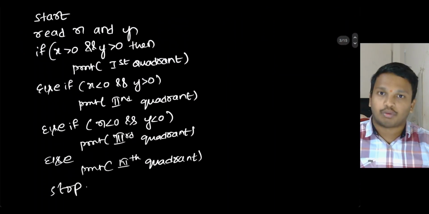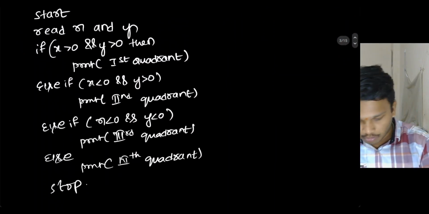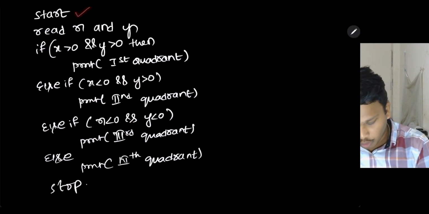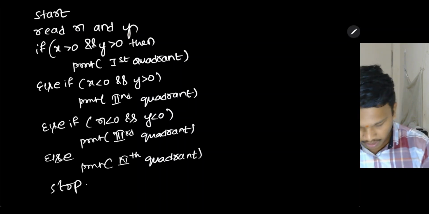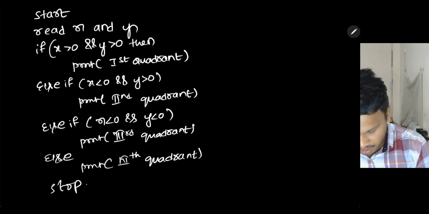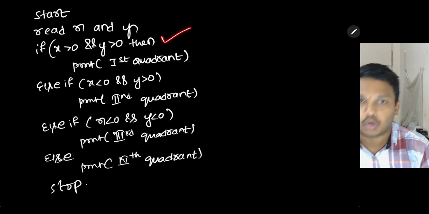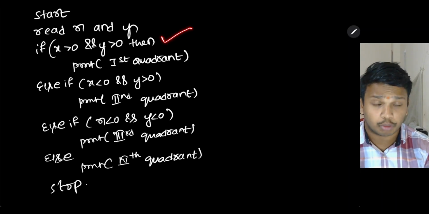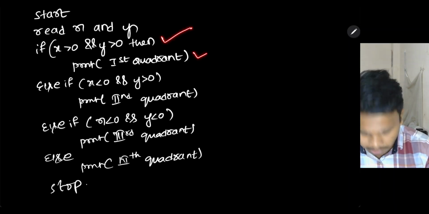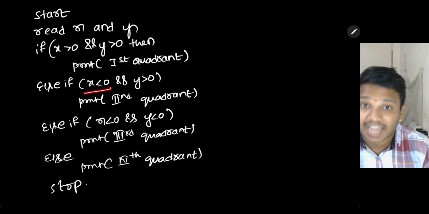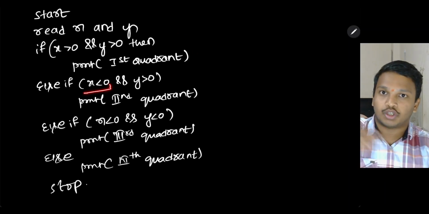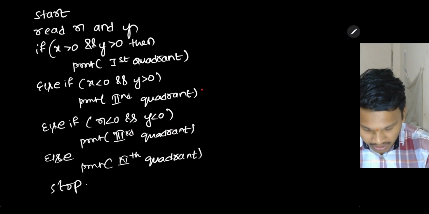First, we need to start the program. We need to take input two values, x and y. These are the two inputs which we need to take, and we need to check the first condition. If x greater than 0 and y greater than 0, we need to print that it is the first quadrant, right? So it will print first quadrant. If it fails, we go to the second condition where x less than 0 and y greater than 0, so that it will print second quadrant.